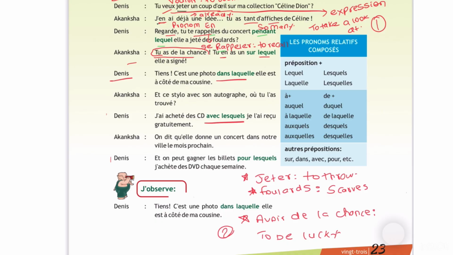So then he says, tiens, c'est une photo dans laquelle elle est à côté de ma cousine. That is hold, again this is your verb tenir, and it is conjugated exactly as we conjugate the verb venir, to come.